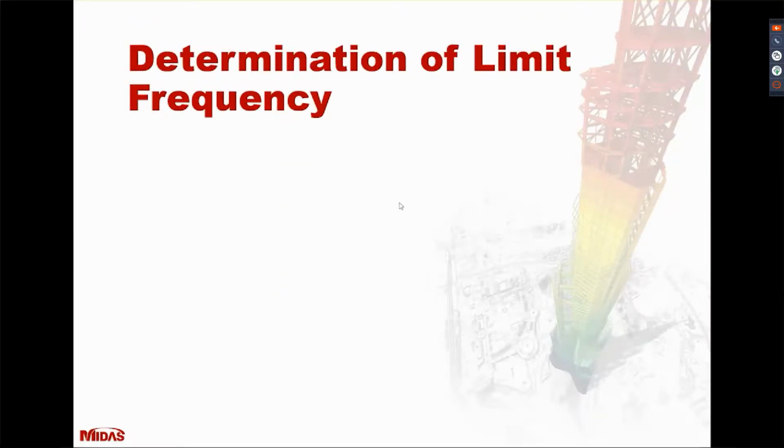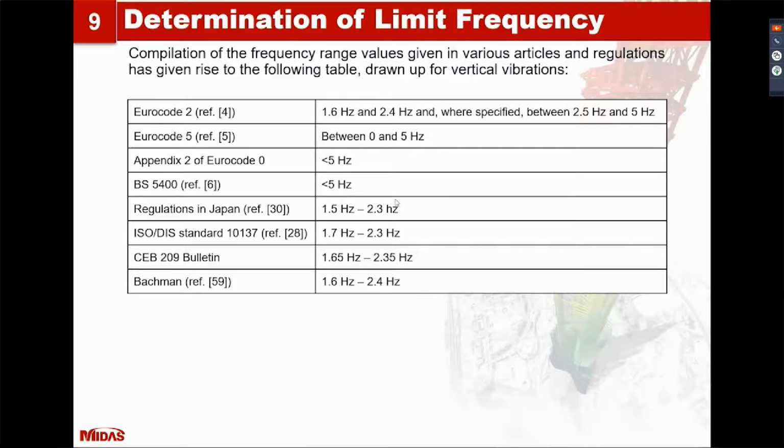So to determine the limit frequency, here is a compilation of the frequency range values given in various articles and regulations, which has given rise to the following table. So from Eurocode 2, it is limited to 1.6 Hz and 2.4 Hz, were specified between 2.5 and 5 Hz, and so on.